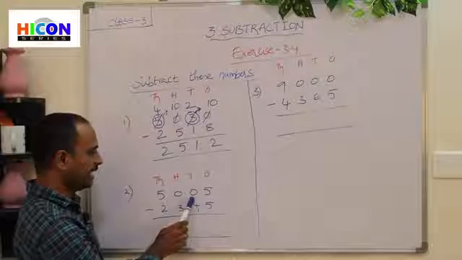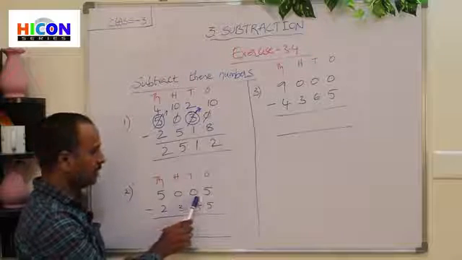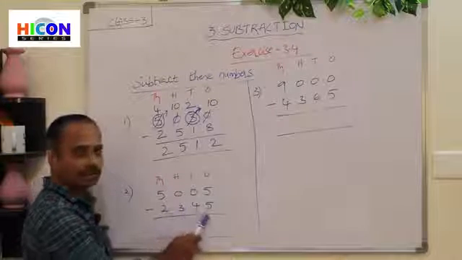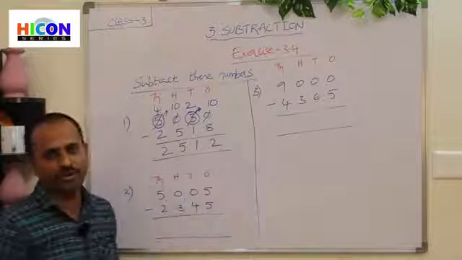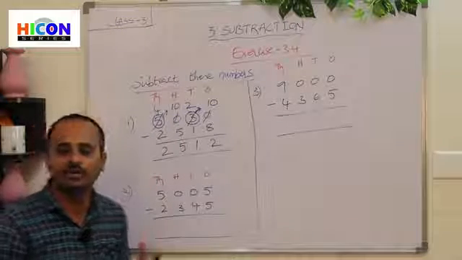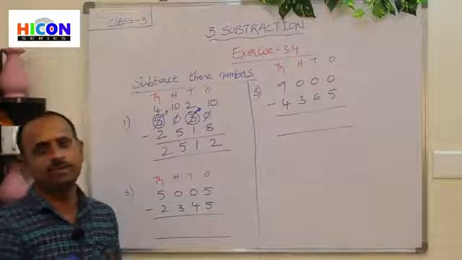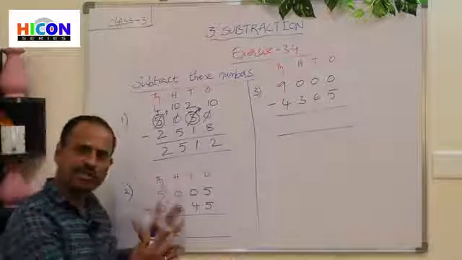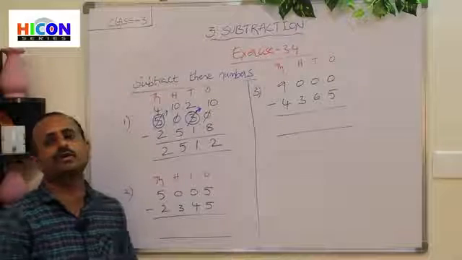So the first number has zeros. How do we subtract 2345 from 5005? 5005 has 2 zeros. Then how do we subtract if the number has zeros? Already we have discussed in the first problem. So we have to continue the same process in the second problem also.